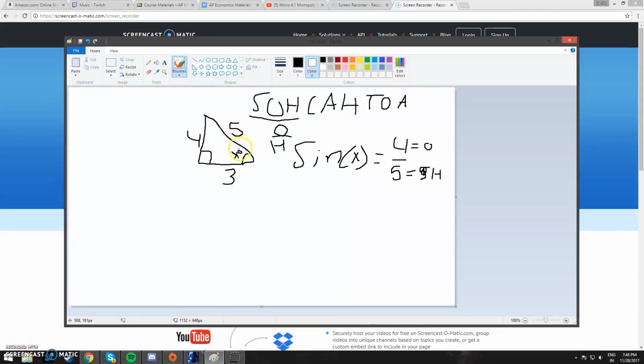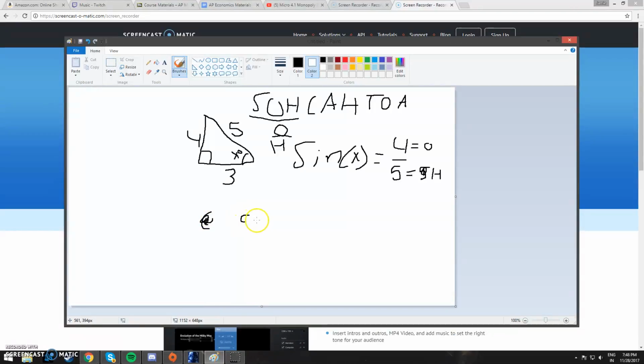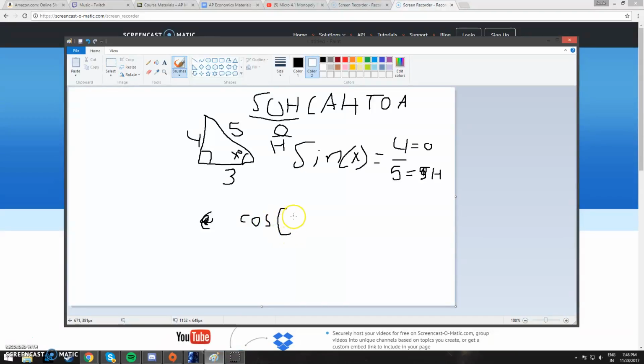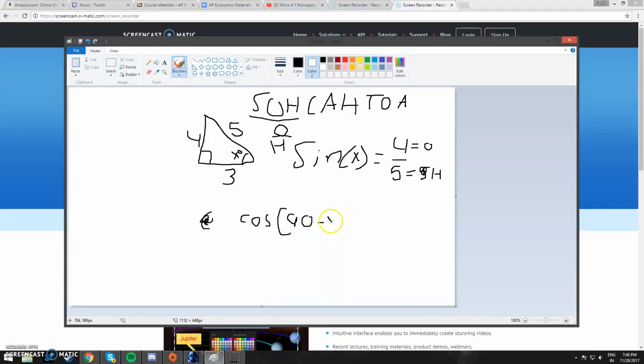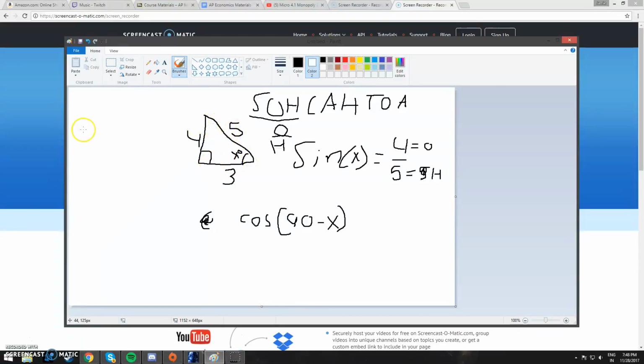So, going back to the problem, it says, what is the cosine of 90 minus x? Now, if you think about it, the 3 angles in a triangle, I'll just call this y for now.